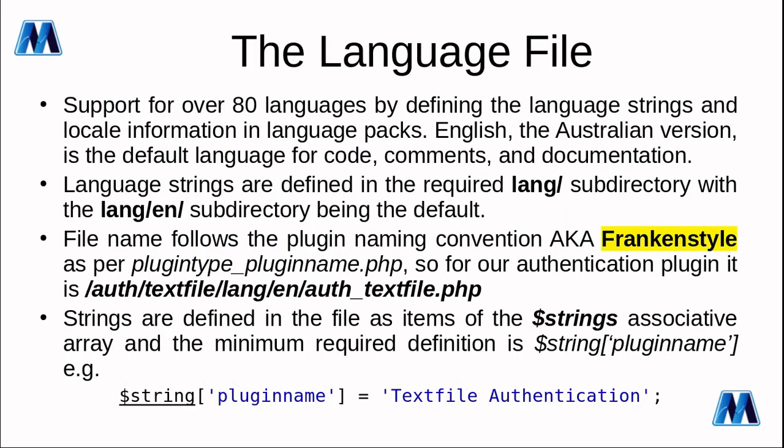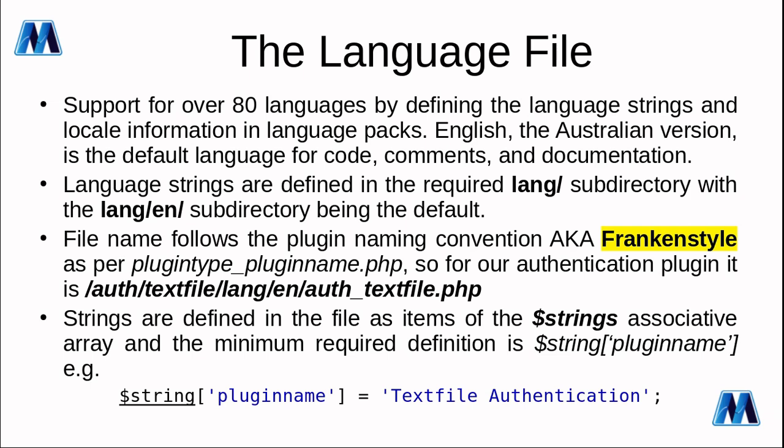The next one we're going to look at is the language file. Now, Moodle has support for over 80 languages, and the support is provided by putting the strings information, so any string outputs, into language packs. And English, the Australian version, because Moodle was originally developed in Australia, is the default language for code, comments, and documentation.